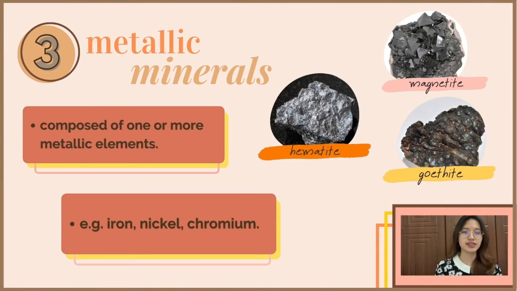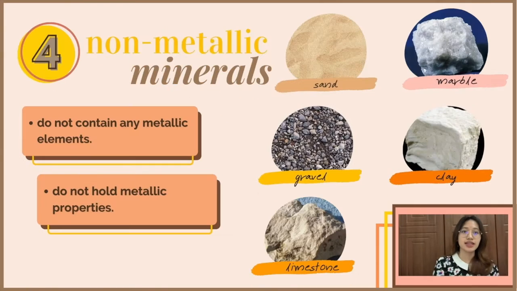Moving on to the next classification, we have metallic minerals. These are minerals that are composed of one or more heavy metallic minerals like chromium, iron, and nickel. Some examples include magnetite, hematite, and goethite. The next classification is basically the opposite of the previous one, which are non-metallic minerals.